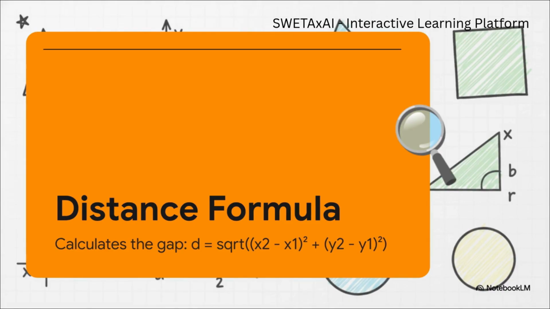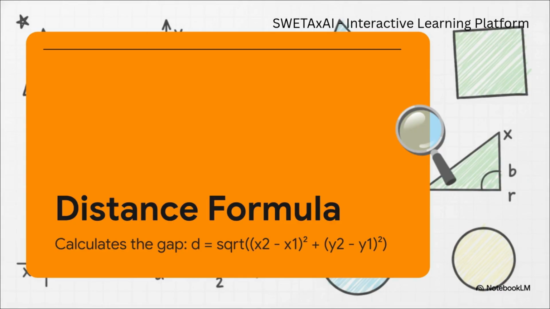The most fundamental one? The distance formula. If you want to know exactly how far apart two coordinates are, this is what you use. The distance, or d, is just the square root of the difference between your x values squared plus the difference between your y values squared. Let's actually make this concrete. Imagine you're navigating between the point (2, 3) and the point (8, 11).